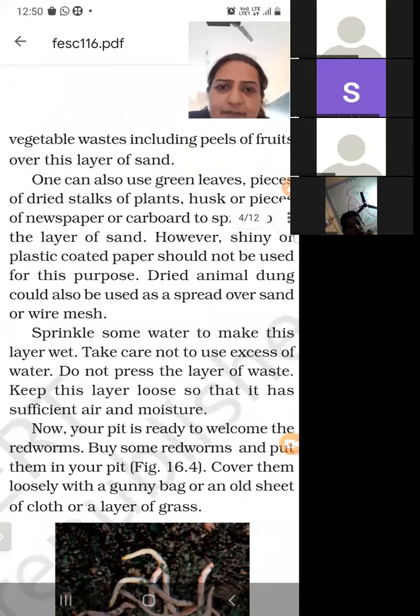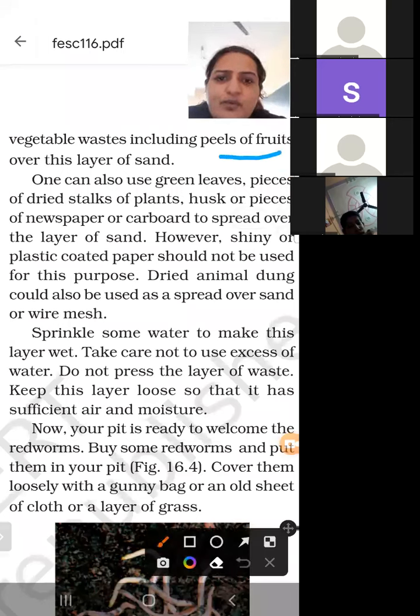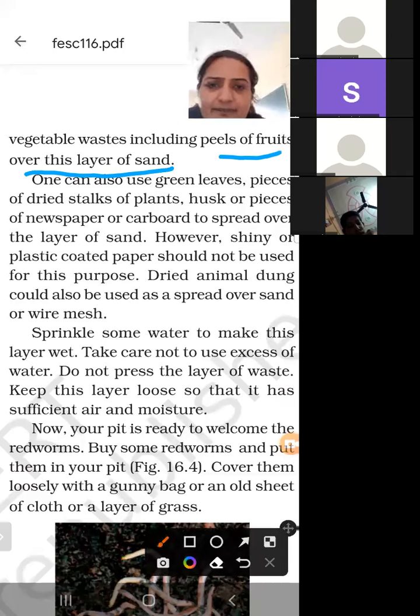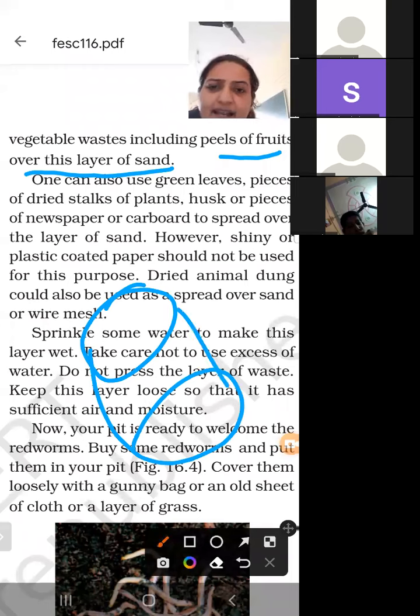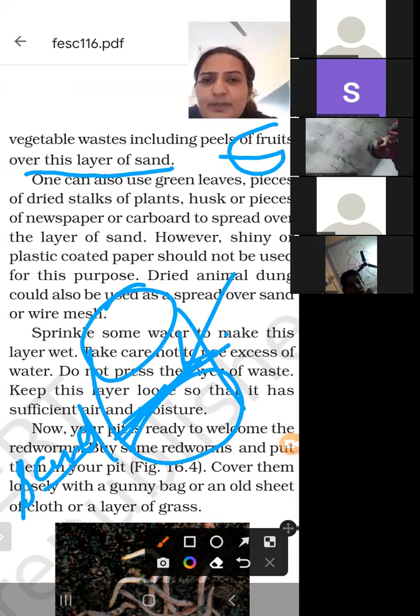Now spread some vegetable waste, including peels of fruits, over the layer of sand. Suppose this is the box. At the bottom, you have to put sand, and after sand, you have to add fruit peels or vegetable waste.